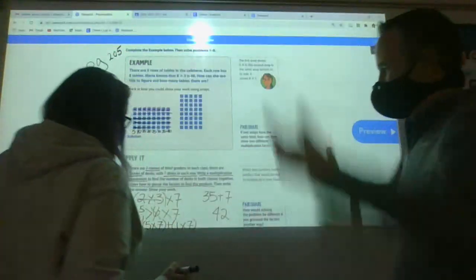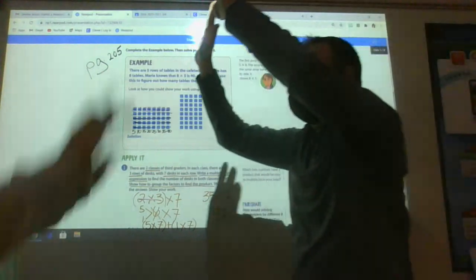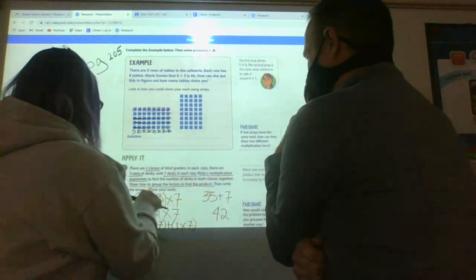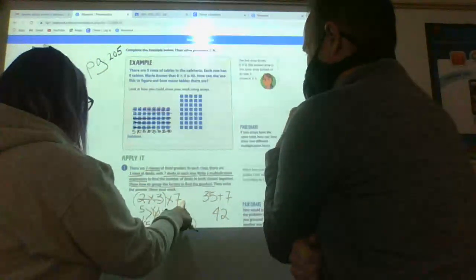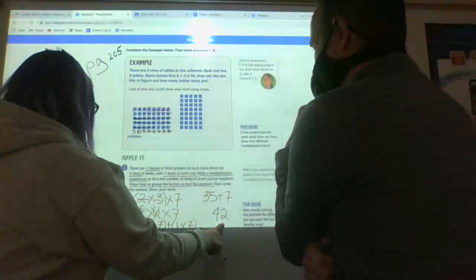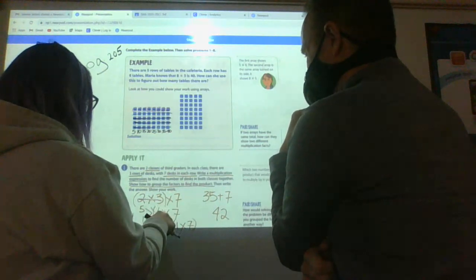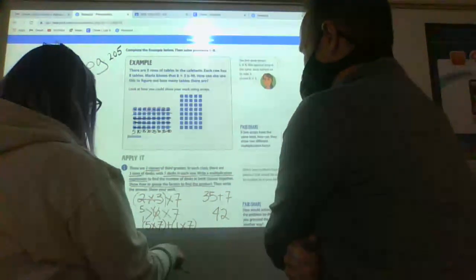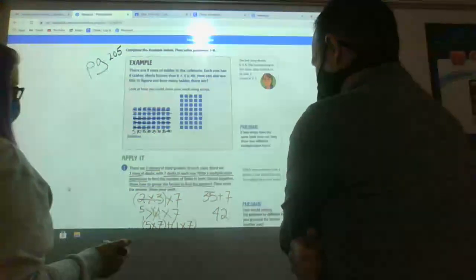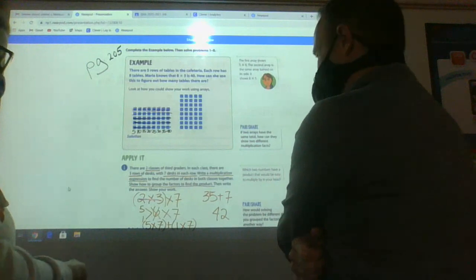Boom. That was awesome. Okay, now wait, did we do everything? Let's see. Write a multiplication expression. Yep. Find the number of desks in both classes together. Yep. Show how to group. Yep. Define the product. Yep. That is awesome. Wow, that was a lot. Yeah. All right.